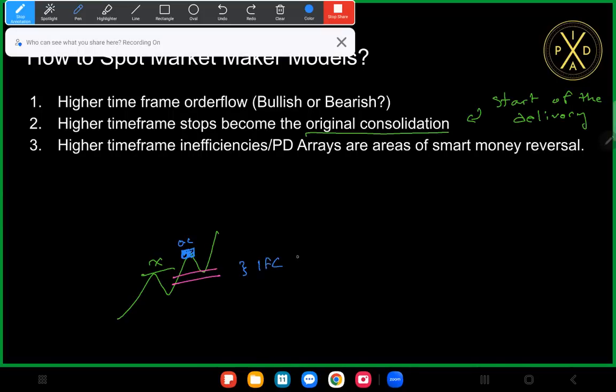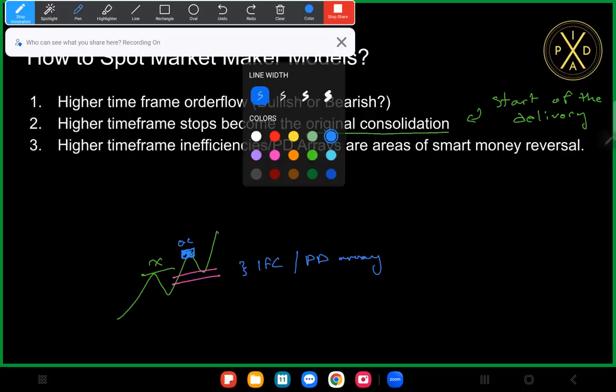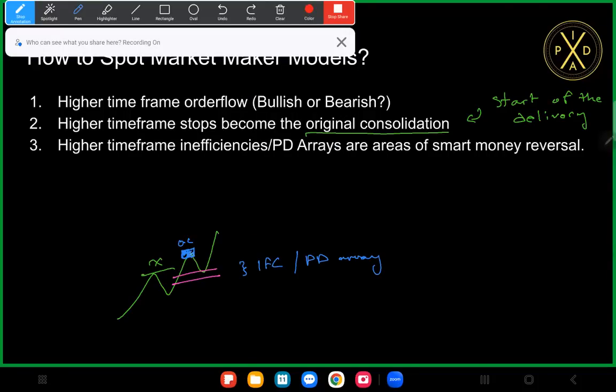So this inefficiency slash PD array, whichever one it may be, it doesn't always have to be an inefficiency. It could be any one of those PD arrays. As we saw in that last example, it hit that fair value gap and that level of fair value. So price starts its delivery lower in this case from this high, right? So old highs, that's where buy stops are housed. So that's why I say that higher time frame stops become that original consolidation, and then price comes lower. It meets that PD array. And then after satisfying that PD array, price then moves higher.